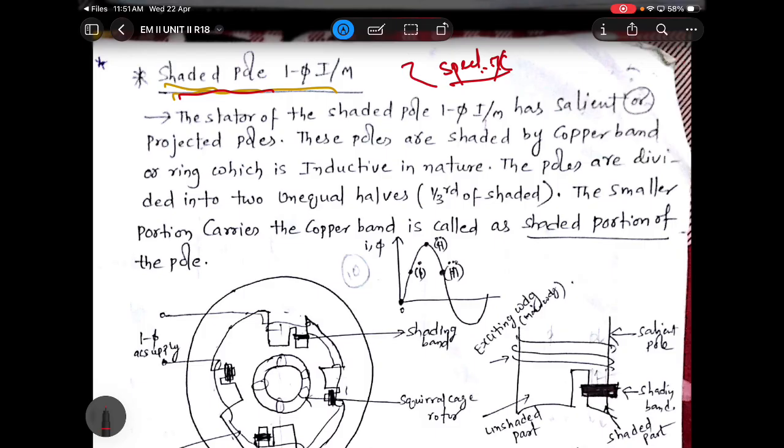That's why motors like the AC series motor, universal motor, hysteresis motor, and stepper motor all come under the category of special motors. That means each motor works on the principle of a separate new concept. So let's try to discuss the shaded pole induction motor. What is this shaded pole induction motor?